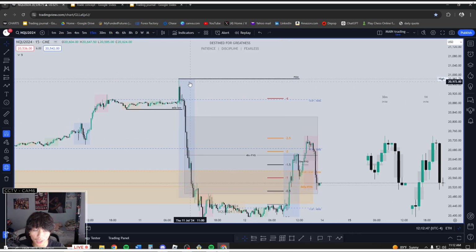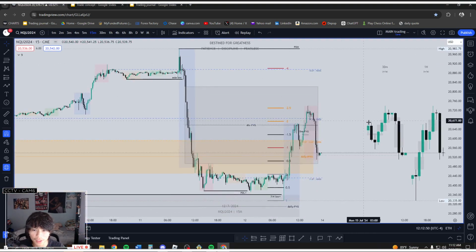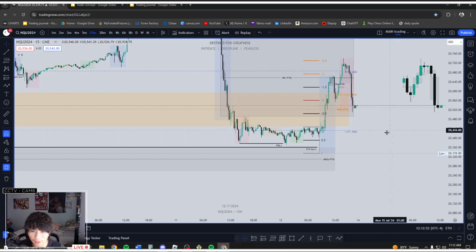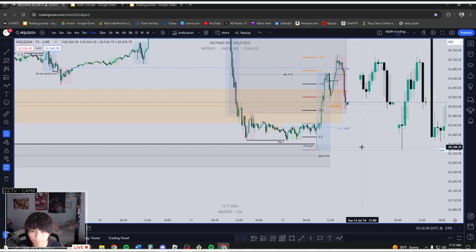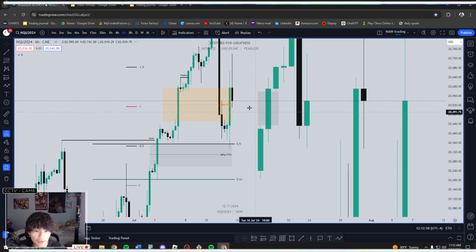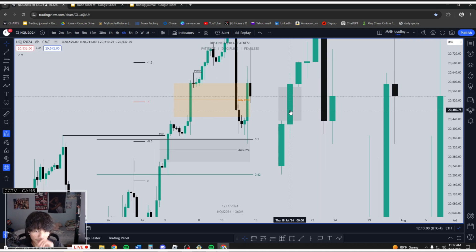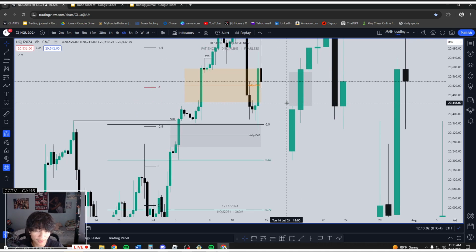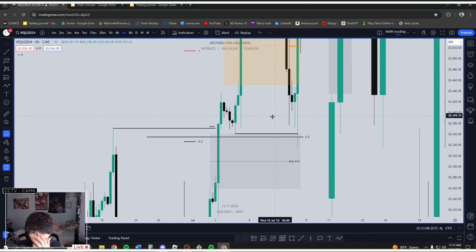Whenever it's a swing high, that is considered buy side liquidity. Sell side liquidity is something like this. A little higher time frame here. So sell side liquidity is something like this right here, this swing low right here. July 4th low. This is a swing low, and that is considered sell side liquidity.